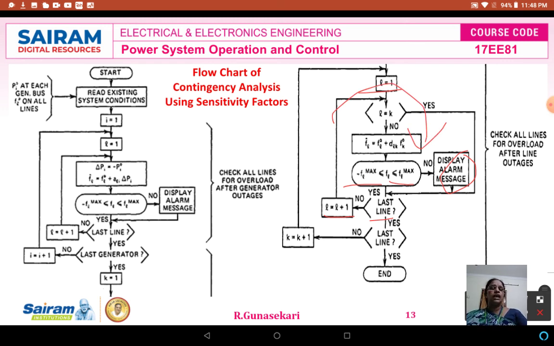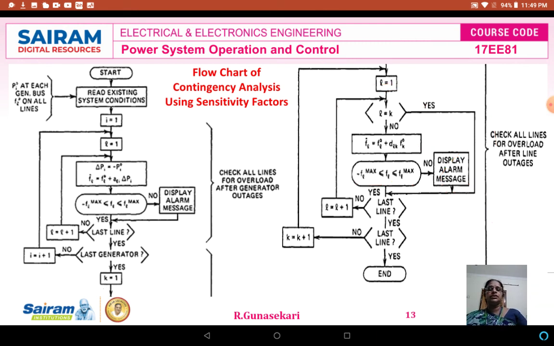Suppose this is the last line L, then again check whether this is the last outage line K. No, K = 1, so K is incremented by 1, that is K = K + 1. This loop is continued until it is executed for the last line L and the last outage line K. Then only the flow chart, that is the contingency analysis using the sensitivity procedure, ends.